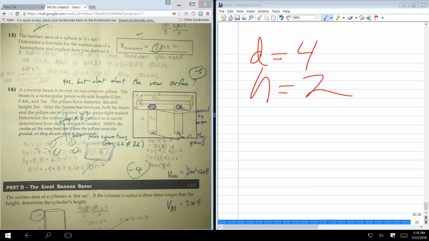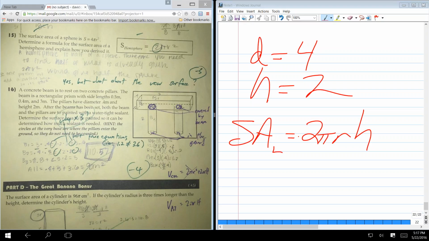What's the formula for lateral surface area? It's 2 pi r, the circumference, times the height. I always think of it as the label of a soup can. If you took the label off a soup can and laid it flat, you'd have a rectangle. One measurement would be the height, and the other would be the circumference of the circle, which is 2 pi r.